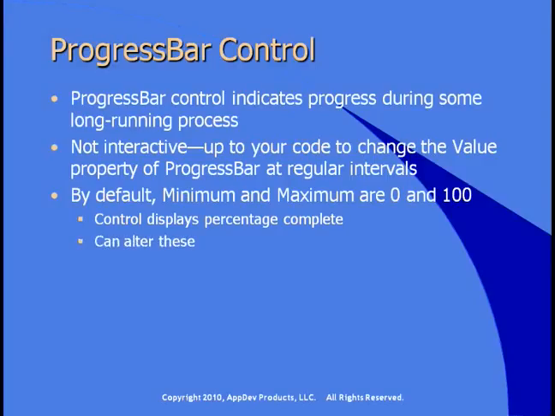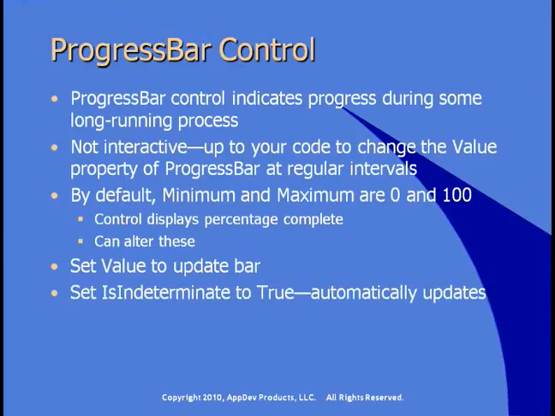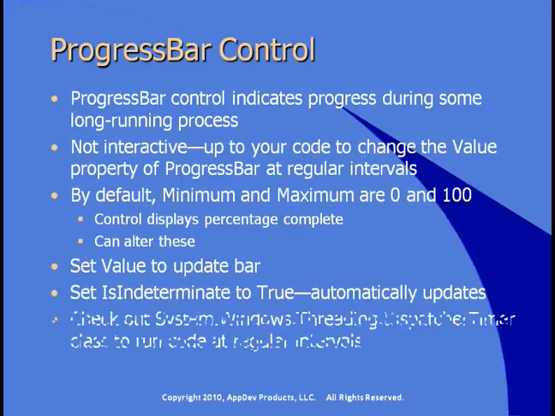You can, of course, alter these to something else if you want. You'll set the value property to update the bar in the progress bar control. And if you don't know how long your process is going to take or how much of the process has been completed, you can set the is indeterminate property to true, and the control automatically updates itself, just repeating itself in a cycle until you set that property to false.